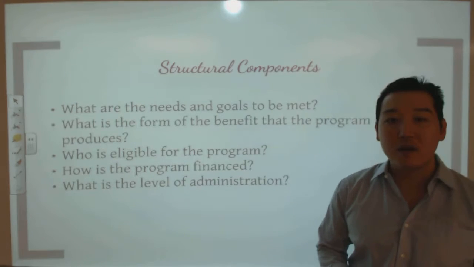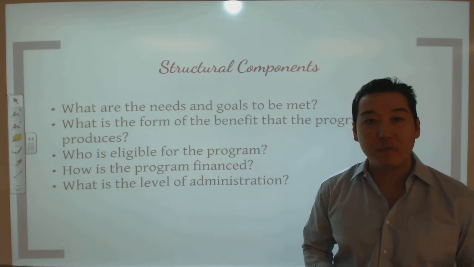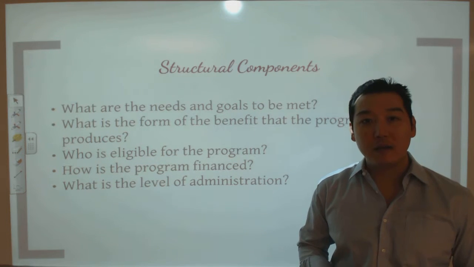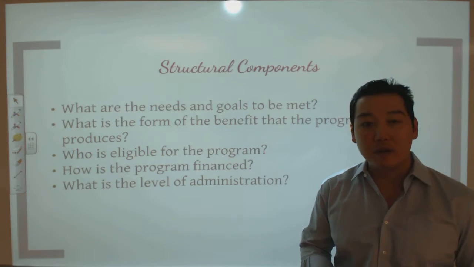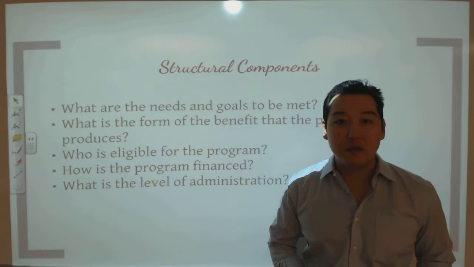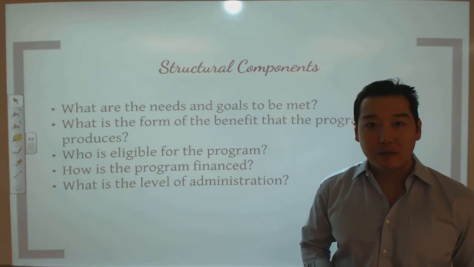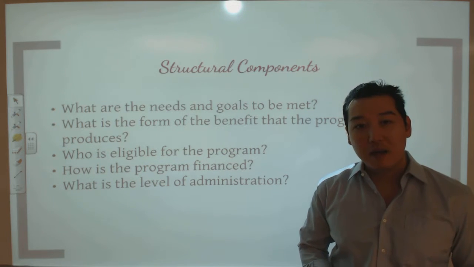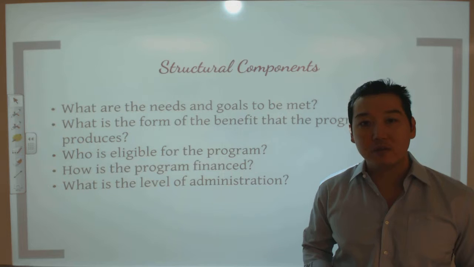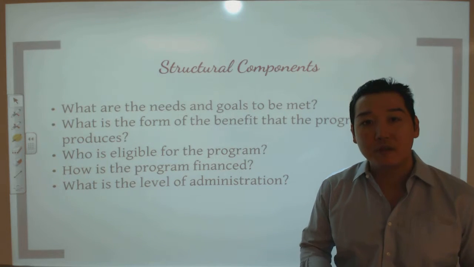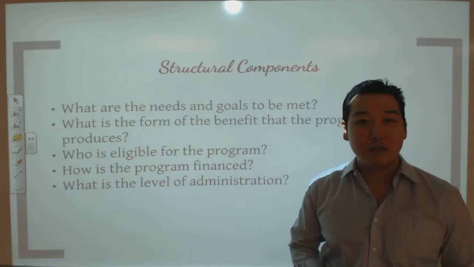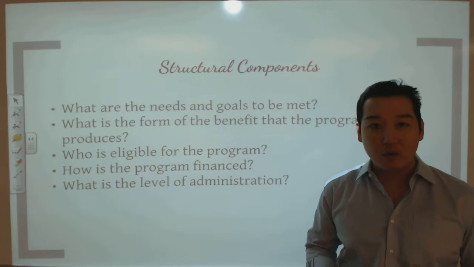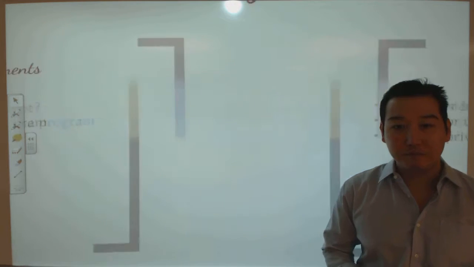So first, Professor Dolgoff notes that there are some basic structural components, or the main structural characteristics that you should be examining when looking at a particular policy or program. And so you'll want to say something about the needs and goals of the program with respect to your particular chosen policy or program. And then, of course, you'll need to talk about the benefit structure. You want to take note of the eligibility structure. And then, of course, you'll need to speak a little bit about the financing and the level of administration, whether it's federal or state administered.